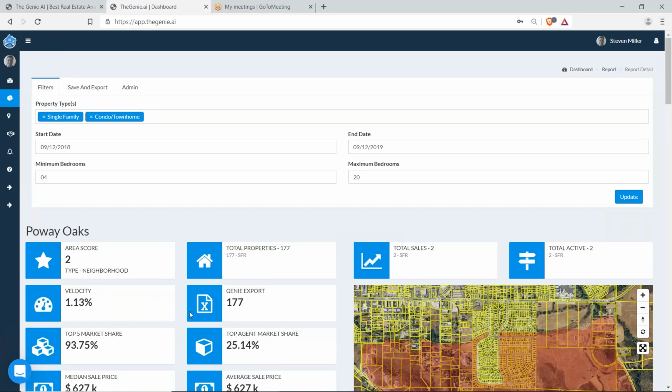So that was the stock pick breakdown page. Next, we're going to go over the save and export page.